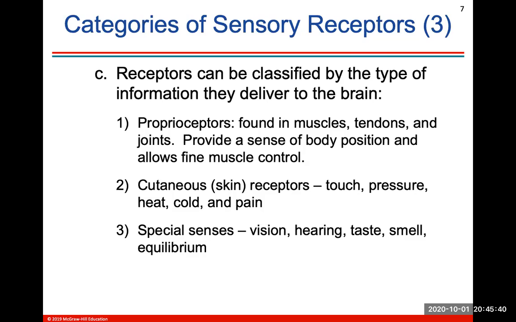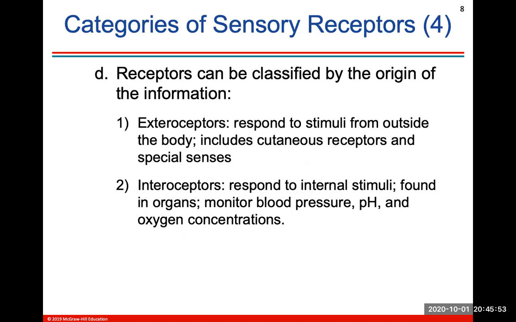Cutaneous skin receptors are involved with touch, pressure, heat, cold, and pain, and the special senses are vision, hearing, taste, smell, and equilibrium, which also occurs in the inner ear. Receptors can be classified by their origin, whether they are exteroreceptors, which respond to stimuli from outside the body, or interoreceptors, which respond to internal stimuli.